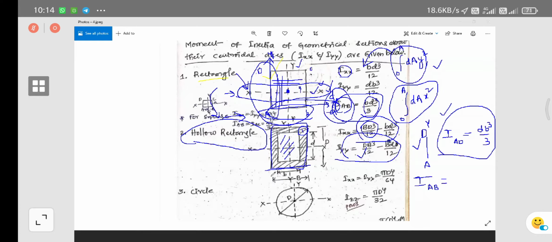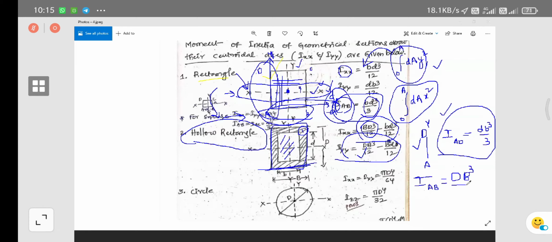So what is my base? A, B, C, D are your sides, actually AB and BC and CD and AD. If you want to find the moment of inertia about only this axis, we know that for the full rectangle, that is the larger rectangle, you have the formula DB³ by 3.